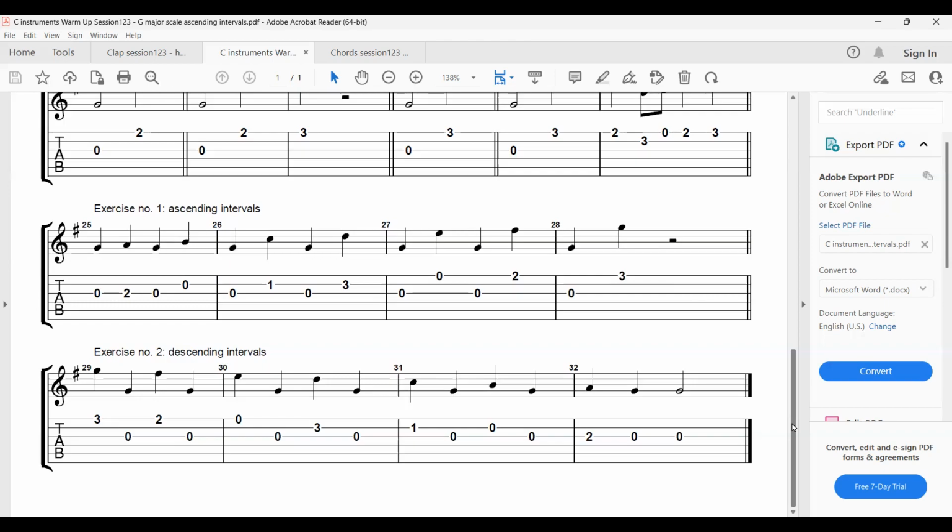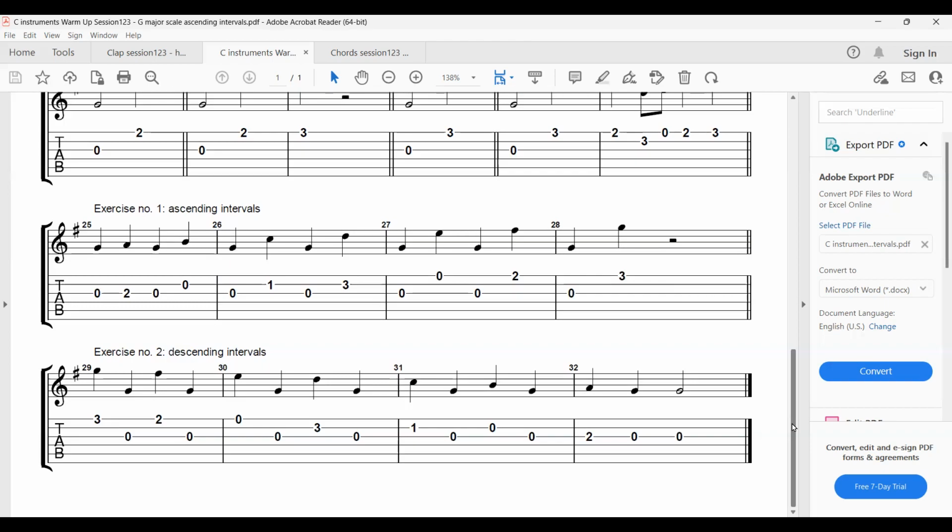1, 2, you can sing this one. 1, 2, 3, 4. Dun, dun, dun, dun, dun, dun, dun, dun. Good.